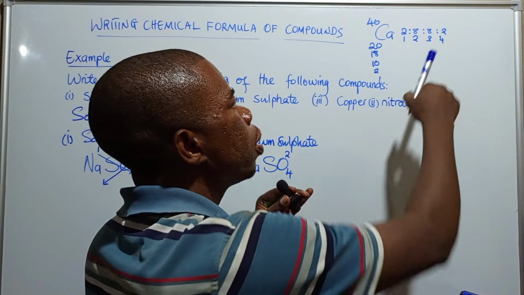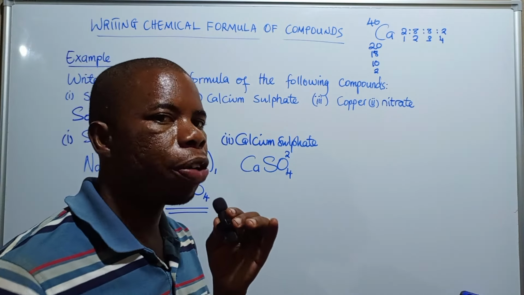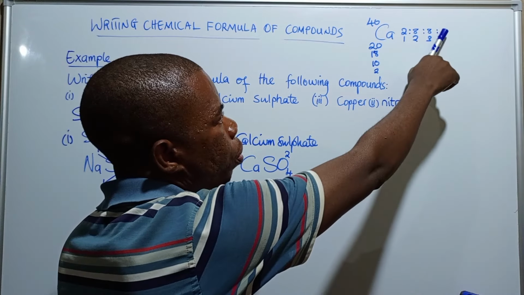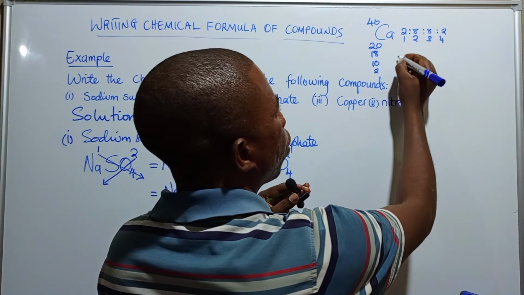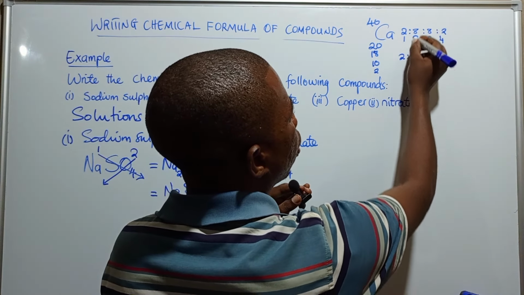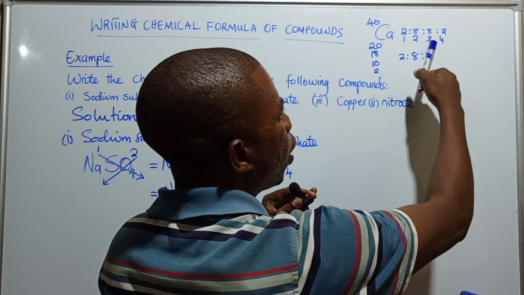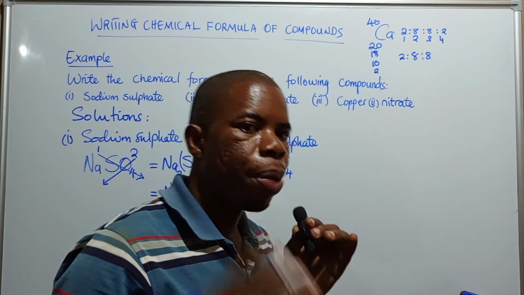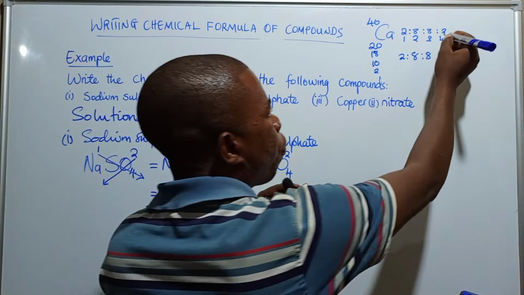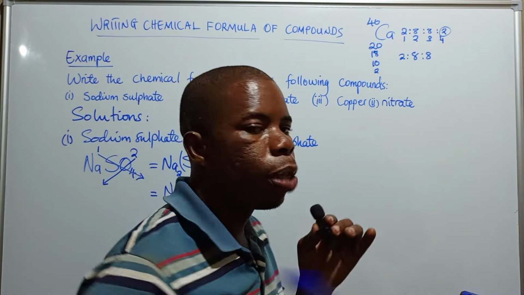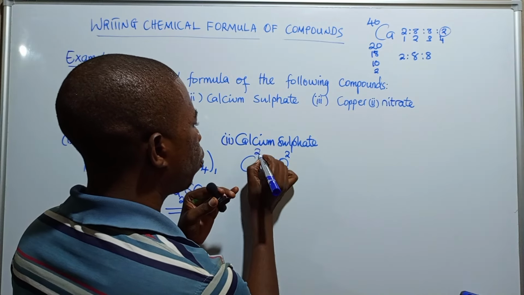So since it is not stable, when calcium reacts with the sulfate to form calcium sulfate, calcium will lose those 2 electrons to become stable. So that when it loses 2 electrons, it will be now 2, then 8, 8. So it is stable because the last shell now has got the maximum number of electrons required. So that number of electrons that it loses becomes the valence for calcium. So we can write it here. So the valence for calcium is 2.